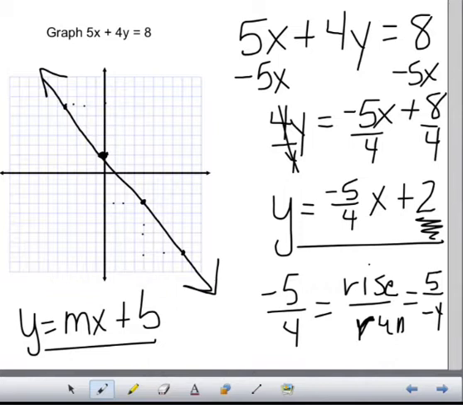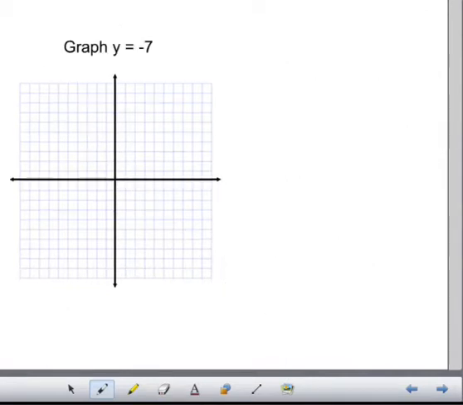All right, look at another problem. If I just had y equals negative 7, I just wanted to put this in there so you remember, what does that mean when I have y equals negative 7? Well, where's y always going to be negative 7? 1, 2, 3, 4, 5, 6, 7. Y is always going to be negative 7.